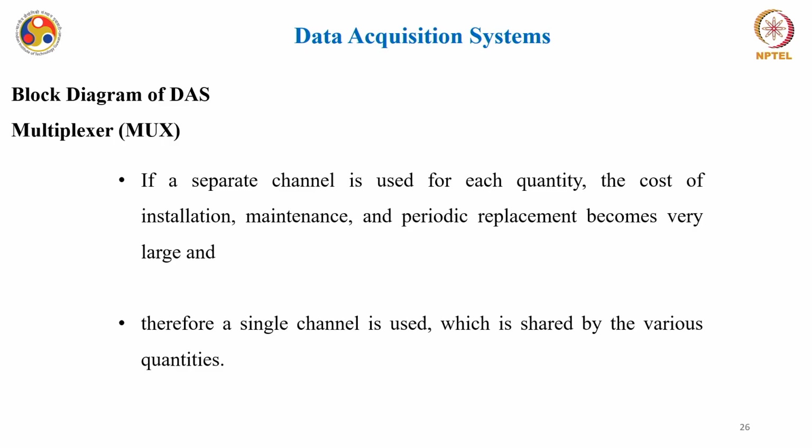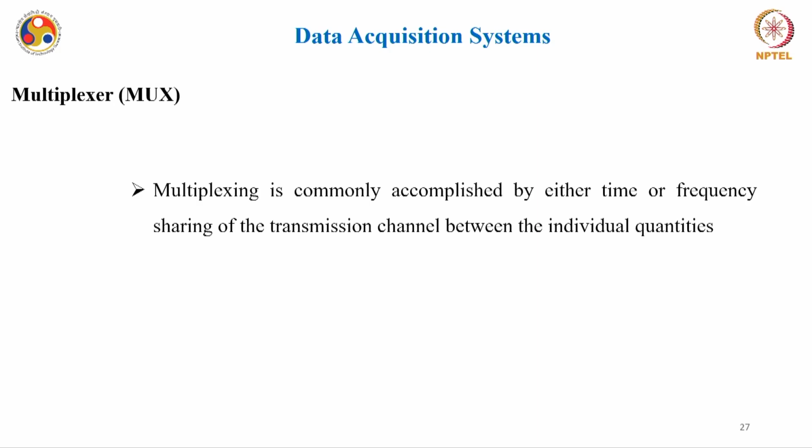If a separate channel is used for each quantity, the cost of installation, maintenance and periodic replacement becomes very large, and therefore, a single channel is used which is shared by the various quantities, so that the information is propagated over the same channel. Multiplexing is commonly accomplished by either time or frequency sharing of the transmission channel between the individual quantities. We will see the multiplexing methodologies in more detail in the next lecture.